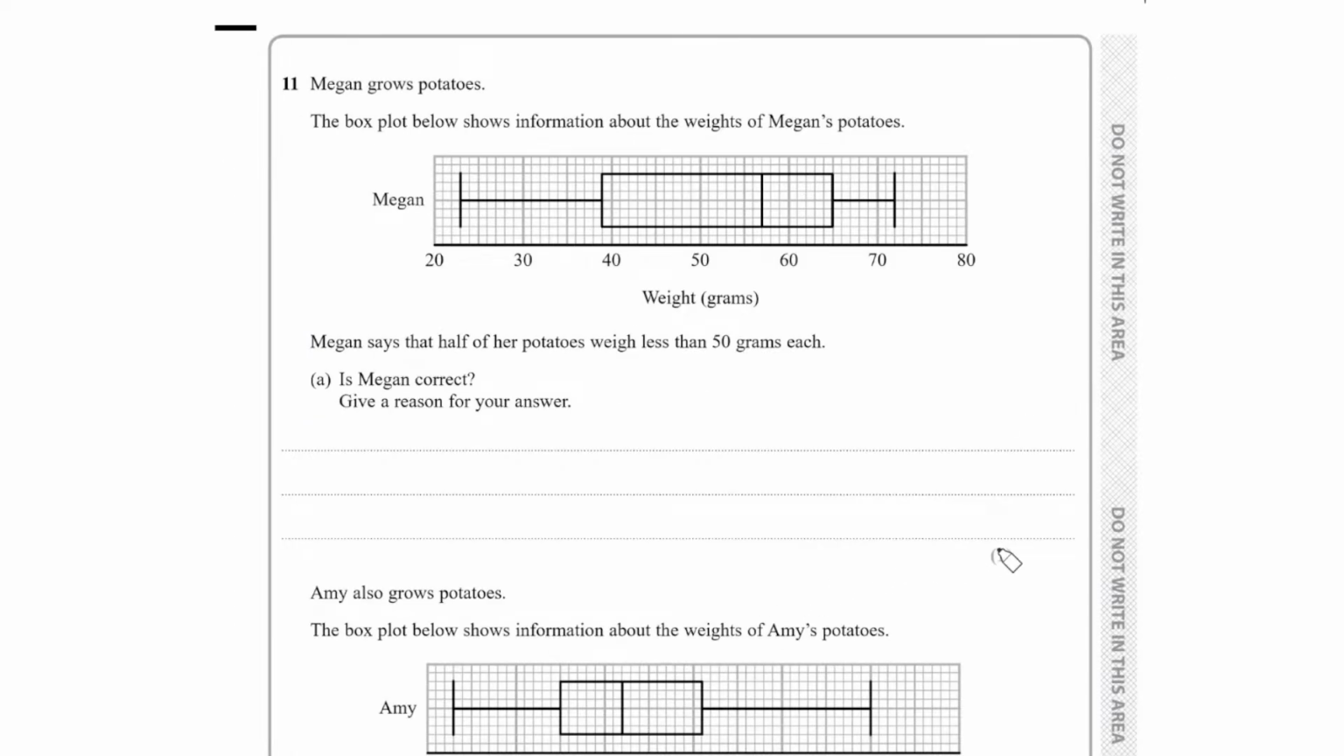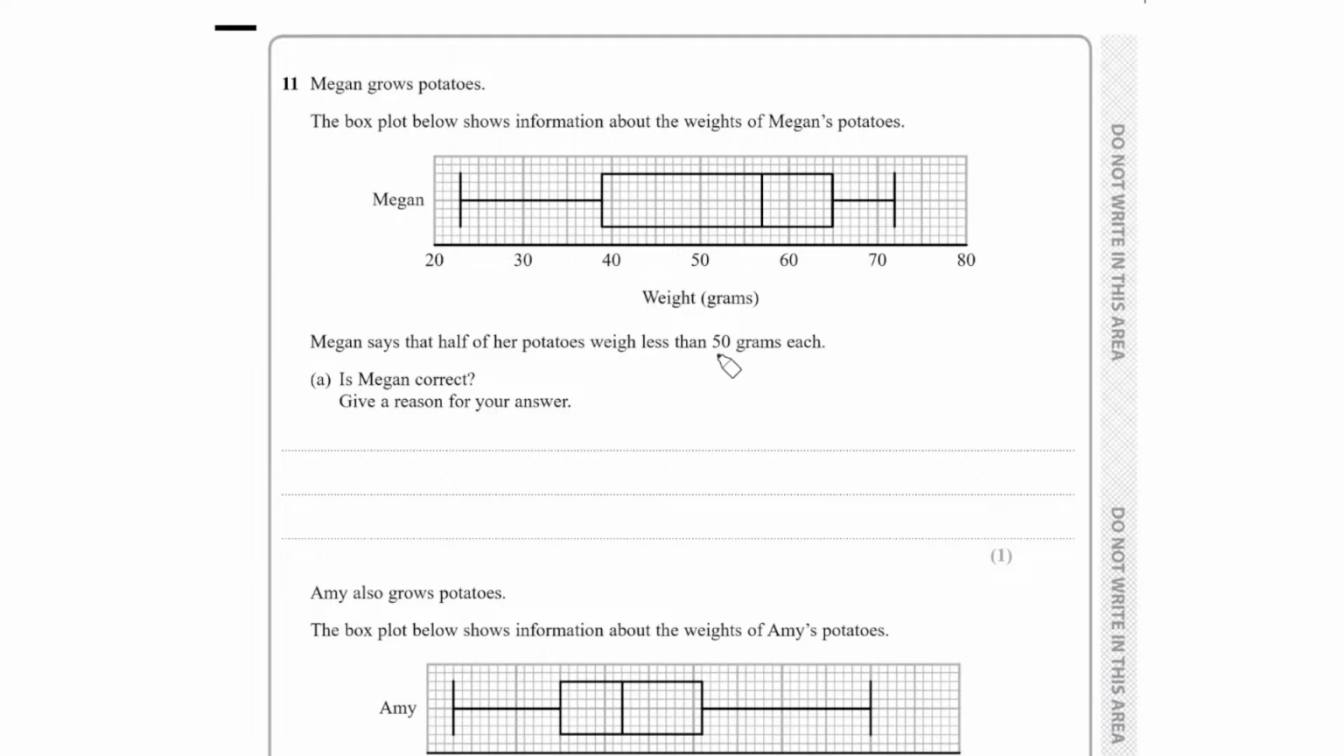Question 11, box plots. I know you haven't had box plots, so that could be something that could come up, couldn't it? So we've got Megan grows potatoes. The box plot below shows information about the weights of Megan's potatoes. So in grams, Megan says that half of her potatoes weigh less than 50 grams each. Is Megan correct? So 50 grams is here. Do you think that she's correct?